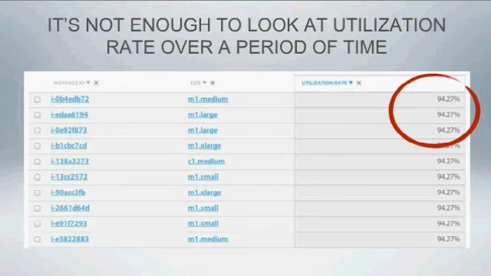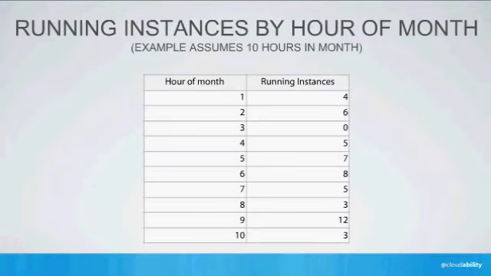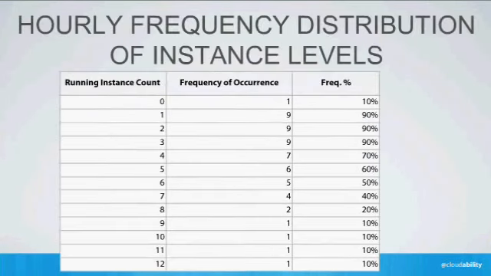So let me dig into a really simplified example of how you would go about breaking this apart. This is an oversimplified example of a 10-hour month. We are essentially looking at how many instances are running every single hour of the month. So in hour 1, you have 4, in hour 2, you have 6, etc. And what we do behind the scenes at Cloudability is break this down into a frequency distribution and show how many instances we're actually running every single hour of the month.